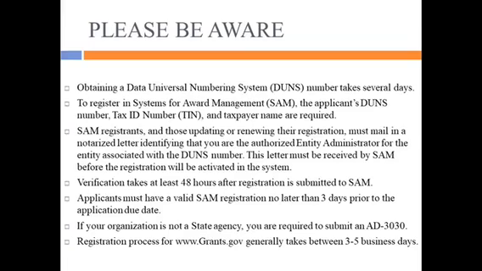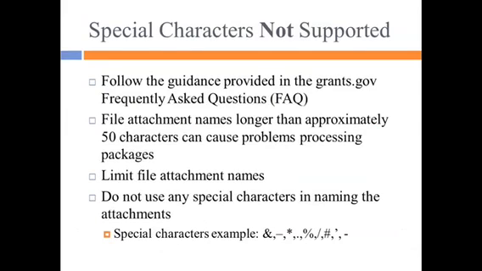Verification takes at least 48 hours after SAM registration is submitted, and applicants must have a valid SAM registration no later than 3 days prior to the application due date. And then lastly, the registration process for grants.gov generally takes between 3 to 5 business days. So as you can see, to get these three systems up and running, they each take a couple of days on their own. While you're working up your proposals, we would also highly recommend making sure that you have all these other administrative pieces in order so that you are able to get that application in by the deadline. You do not need to have a final proposal in order to register in SAM or obtain that DUNS number.